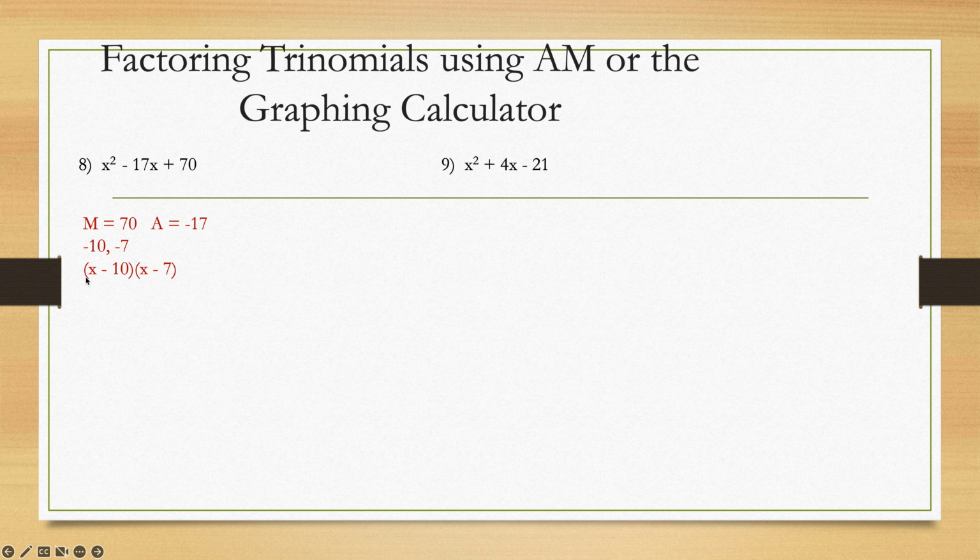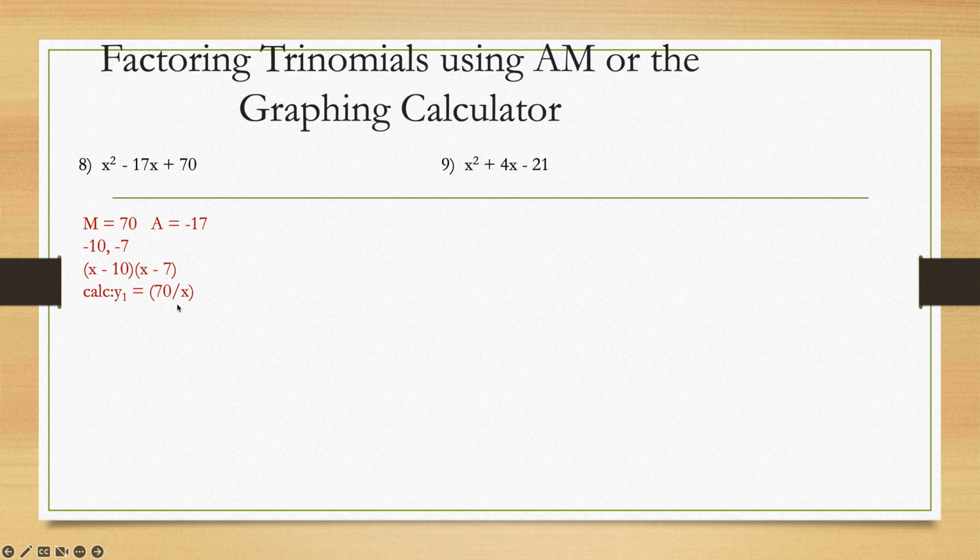And let's multiply back. X times x is x squared, x times negative 7 is negative 7x. Negative 10 times x is negative 10x, negative 7x and negative 10x is negative 17x. And negative 10 times negative 7 is 70.